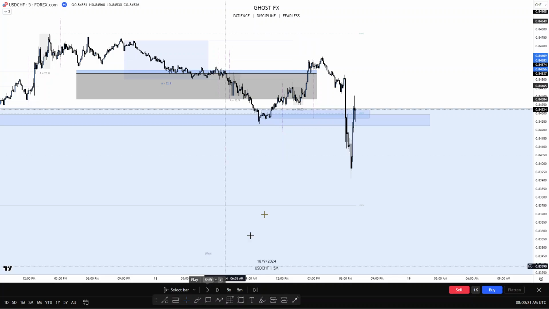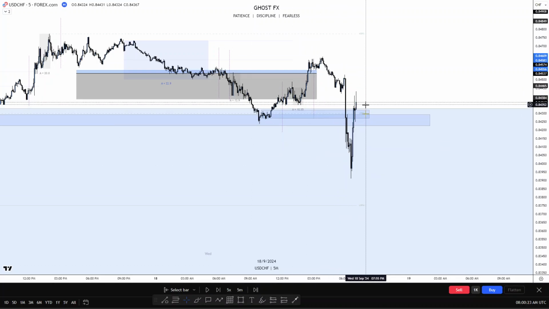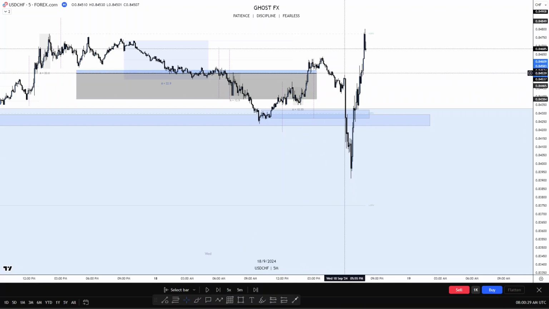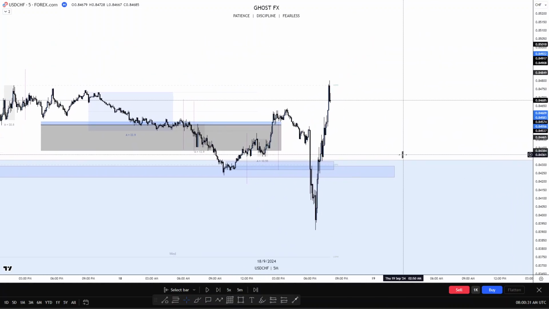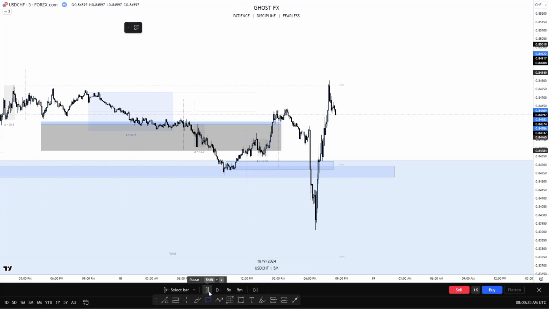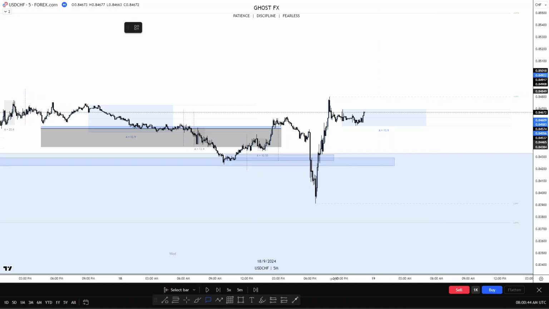So now that I have this long leg, if price gives me internal two leg, I'll take that. Now we have this shift in market structure here. So take the fib again.